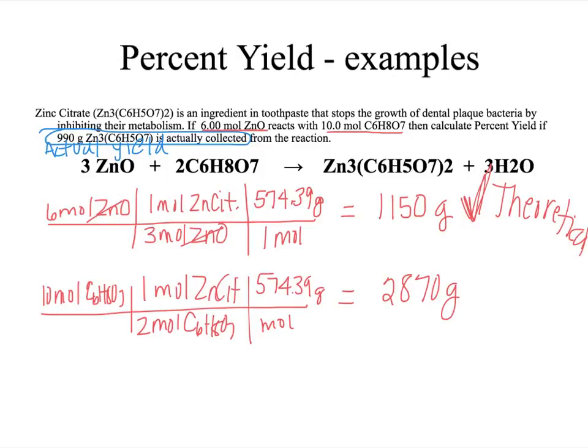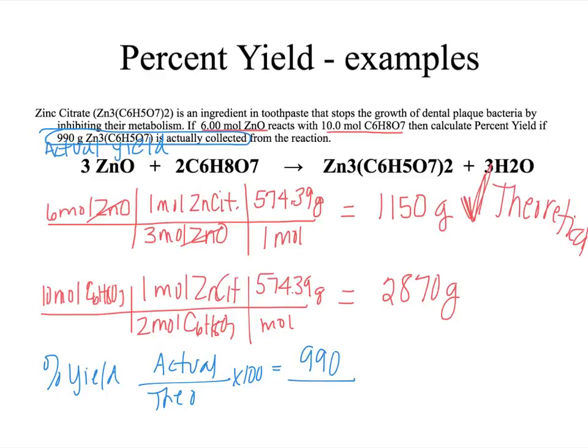Okay, so now we go back over here. We go use our actual yield. And remember, percent yield, the formula was actual over theoretical. And here's a little hint for you. Your theoretical yield should always be bigger, and it should always be on the bottom, okay? And then of course times 100 here. So we're going to plug those numbers in. We got 990 came from the problem. So we do the 990 on top, and then we divide by our theoretical yield that we just calculated, and then we multiply by 100. And we do that, we should get an 86.2% yield.